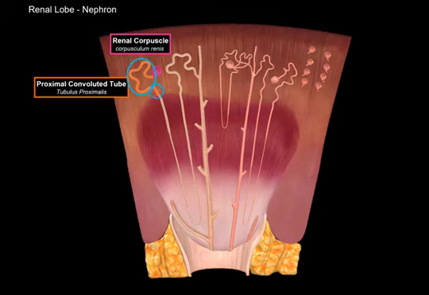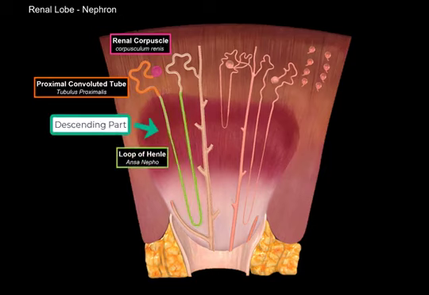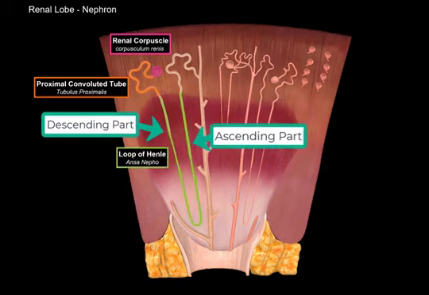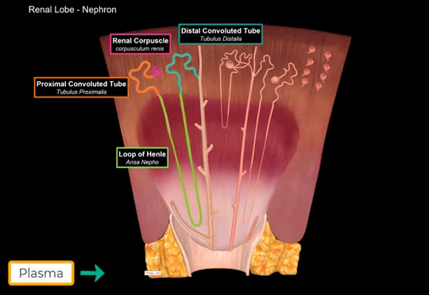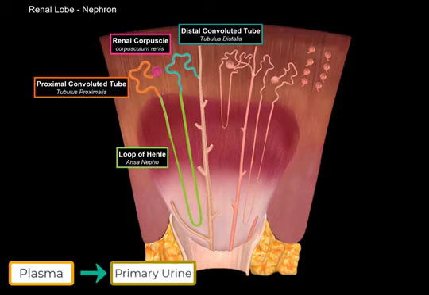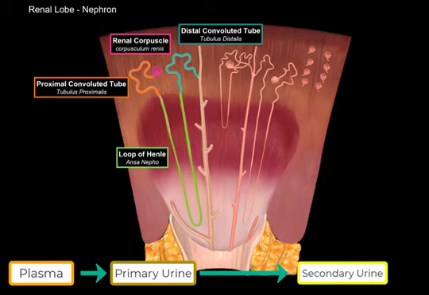And the nephron continues into the renal pyramids as the loop of Henle. There's the descending part and an ascending part, which extends up to the renal cortex again as the distal convoluted tube. Now, up until this step, the plasma has been filtrated into the primary urine. Electrolytes and other minerals have been reabsorbed and secreted out throughout the whole tube, and at this point, the urine is now finished to be called the secondary urine, which is what we generally call urine.